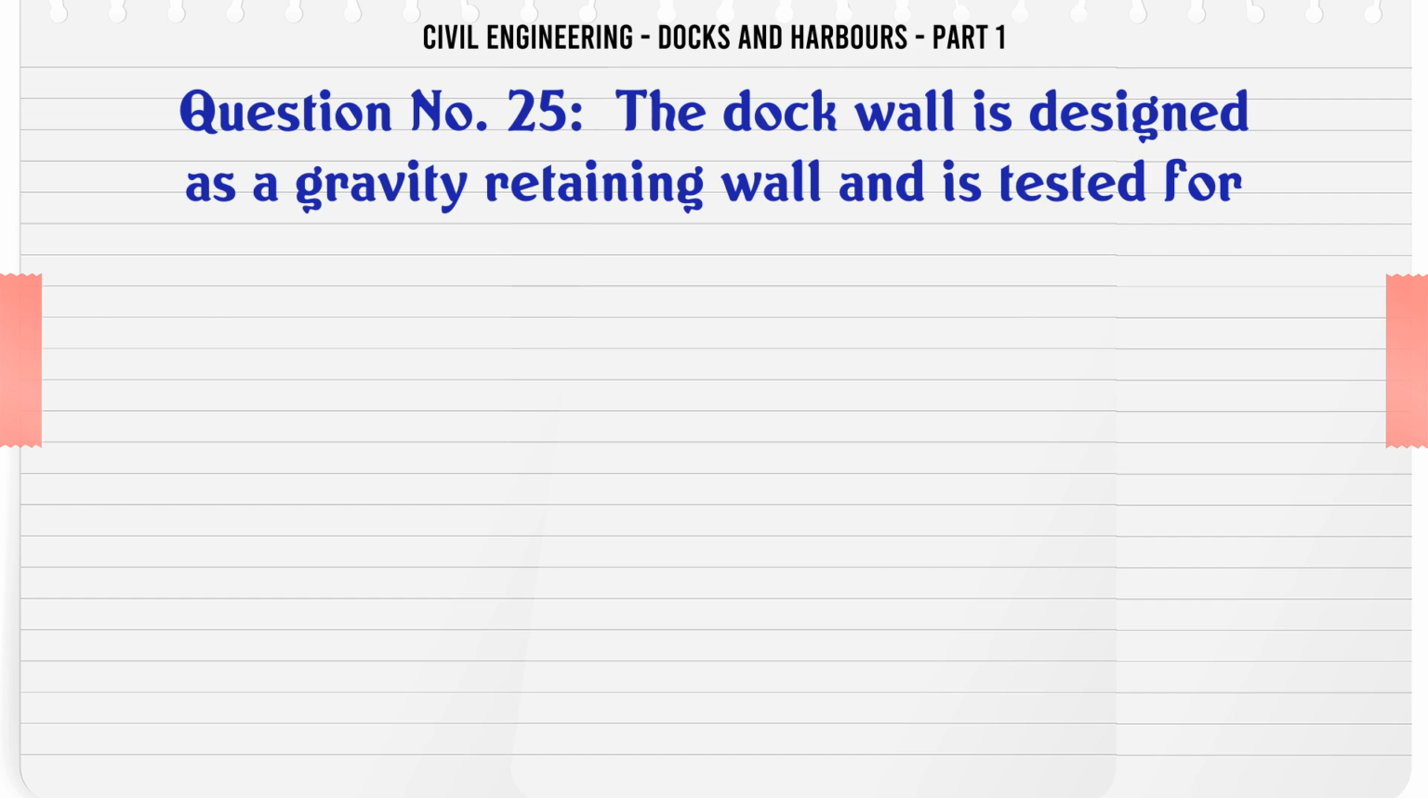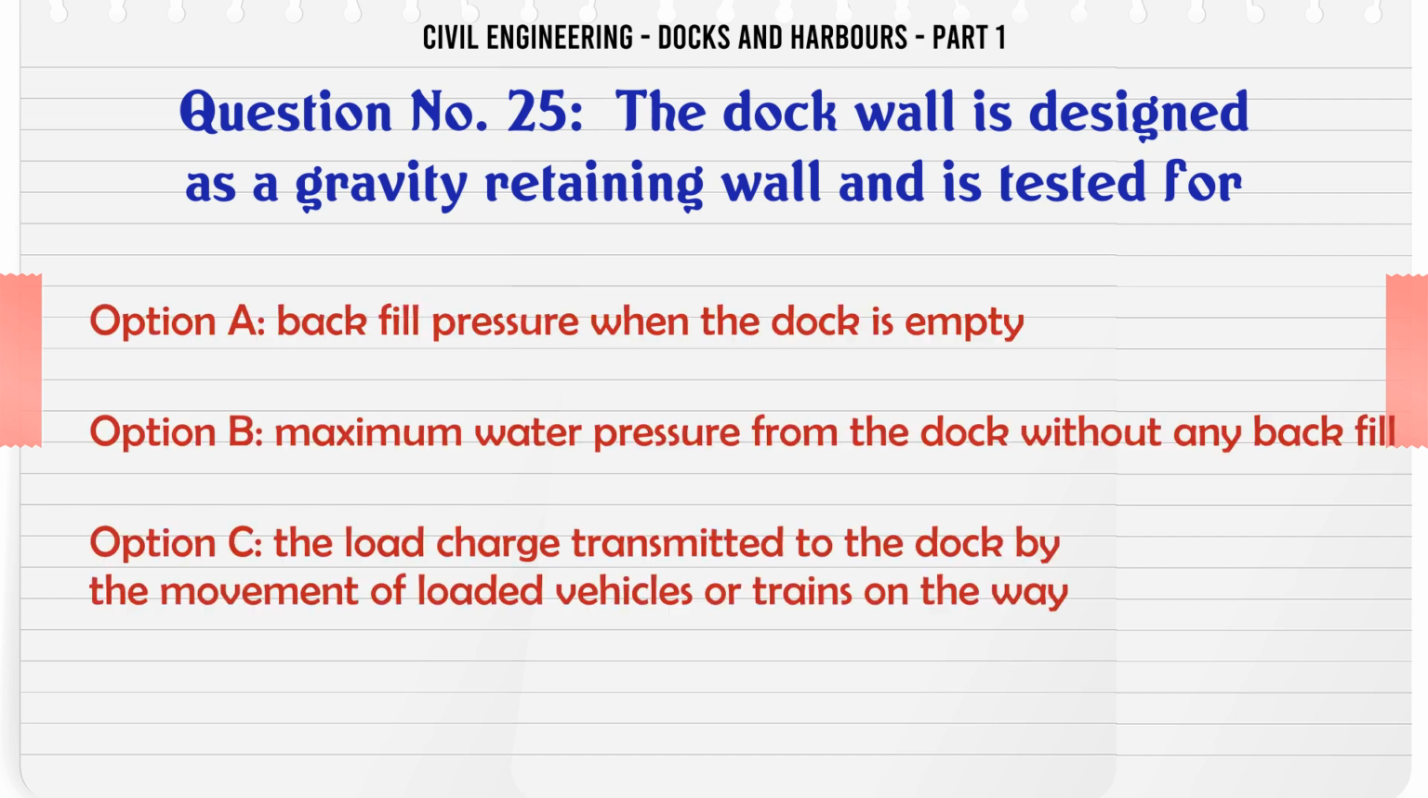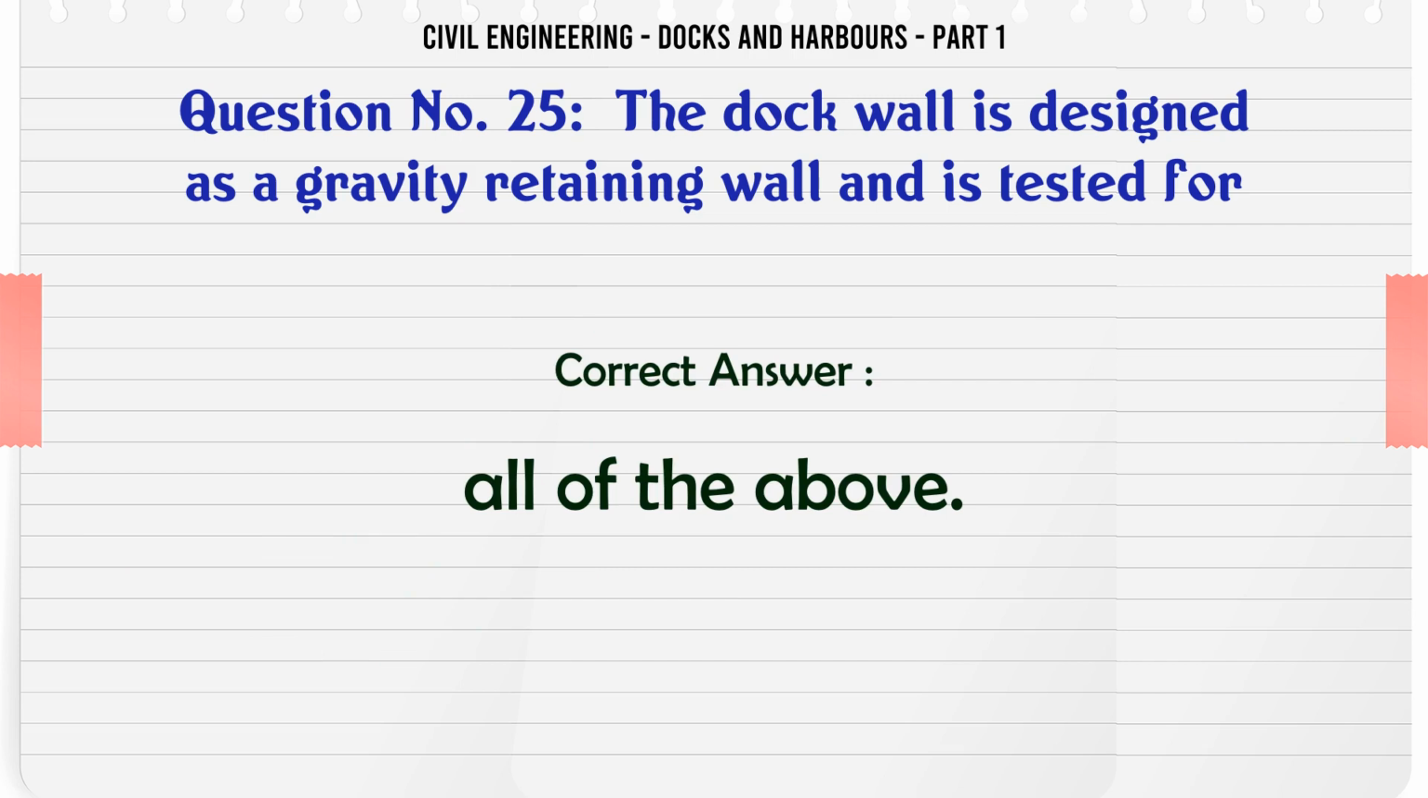The dock wall is designed as a gravity retaining wall and is tested for: A. backfill pressure when the dock is empty, B. maximum water pressure from the dock without any backfill, C. the load transmitted to the dock by the movement of loaded vehicles or trains on the way, D. all of the above. The correct answer is all of the above.